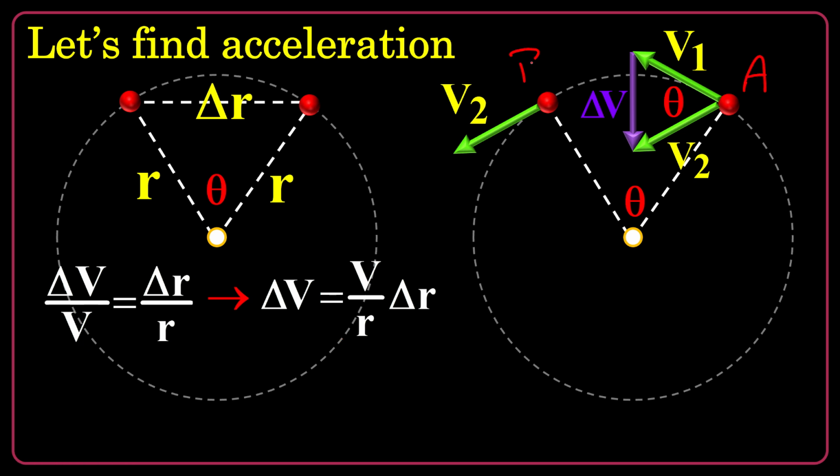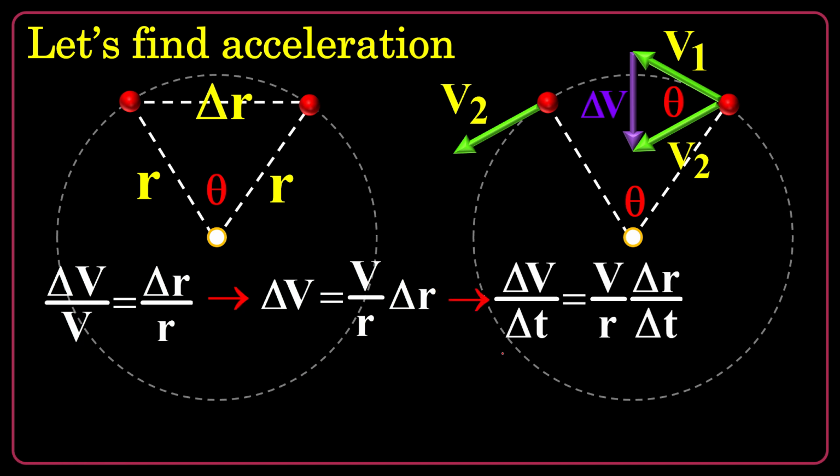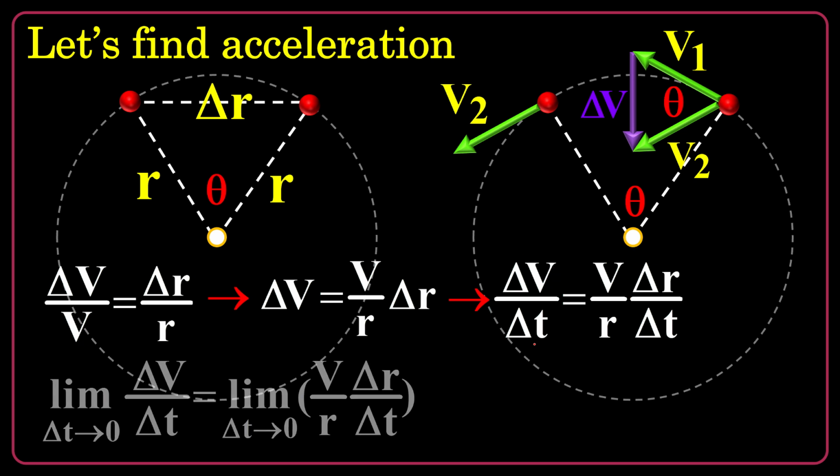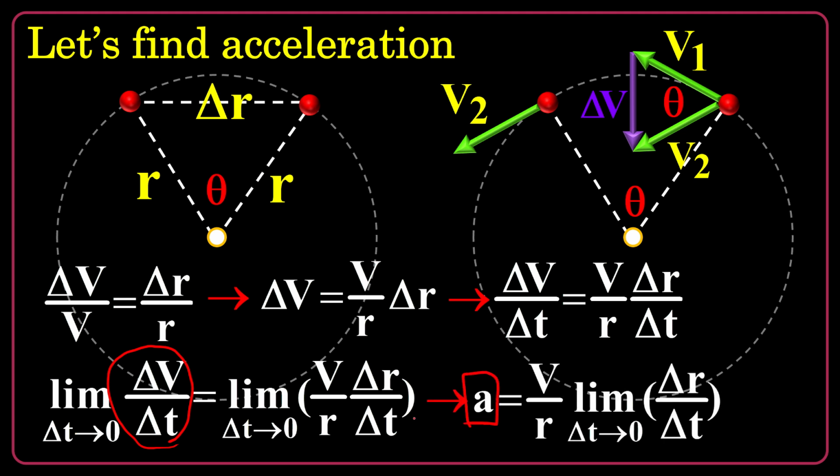Moving from A to B takes a time of delta t. Let's divide both sides of this equation by delta t. So I will have delta v over delta t, and here delta r over delta t. You remember the concept of a moment is when delta t approaches zero. So let's take the limit when delta t approaches zero. The limit of delta v over delta t when delta t approaches zero indicates acceleration. v over r is a constant because the speed is constant and the radius of the circle is constant. And I keep the limit of delta r over delta t when delta t tends to zero here.